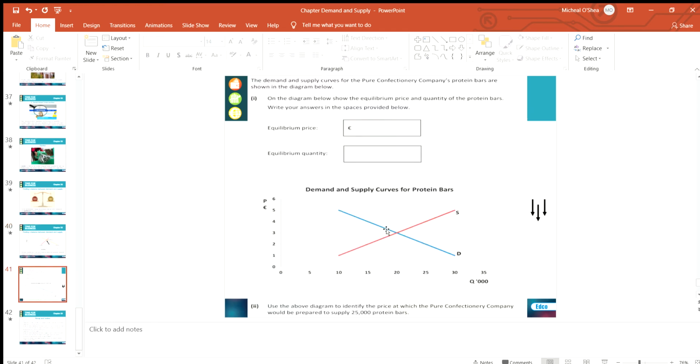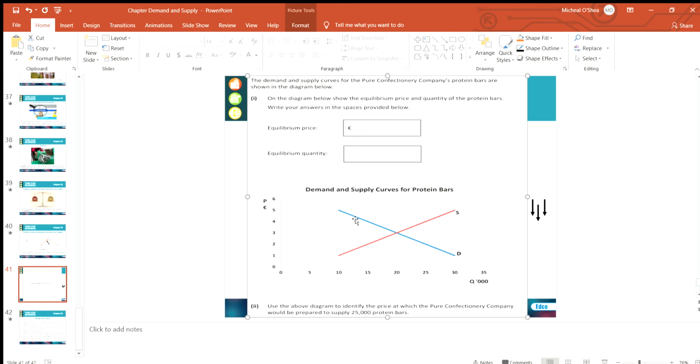Just to make it a little bit easier, we have an example here with physical numbers, and we'll work it out. The demand and supply curve for Pure Confectionery's protein bars are shown in the diagram below. Show the equilibrium price and quantity of the protein bars, and write your answer in the space provided. What we see here is our line D and our line S. There's no prizes for guessing which one is which. This one moving downwards is our demand line, and this one moving up is our supply line.